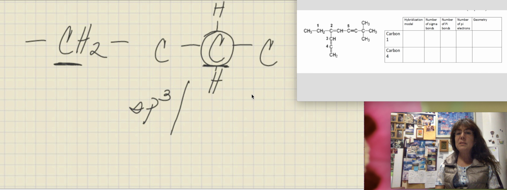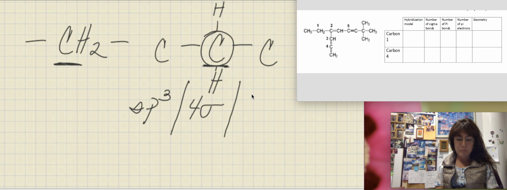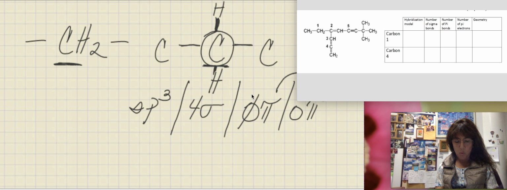Number of sigma bonds, in the following column to the right in the table: you're having 4 sigma, or single, bonds. In the following column, you were asked about the number of pi bonds. In this case, you have no pi bonds. All of the bonds are single bonds, so you have no pi bonds. How many pi electrons do you have? You have no pi electrons because you have no pi bonds.